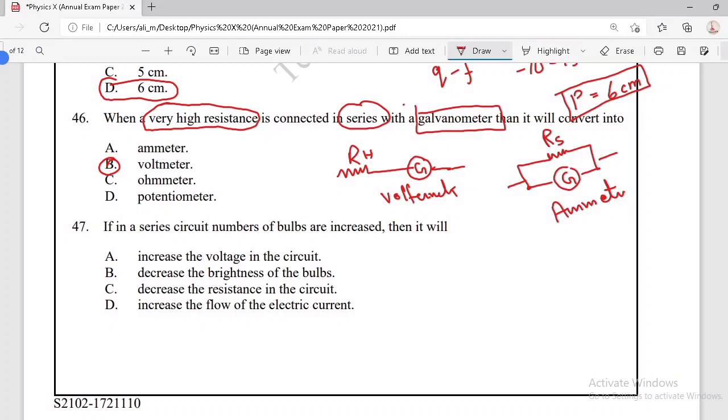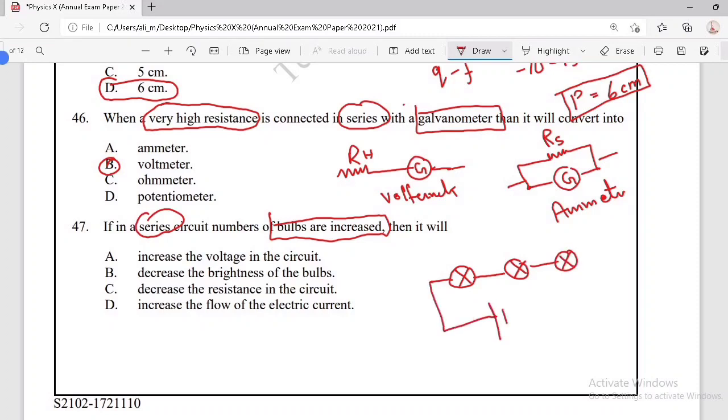If in a series combination the number of bulbs is increased, then what will happen to the circuit? It will increase the voltage in the circuit. Let's say these three bulbs are connected in series, and we know that in a series combination the current remains the same while the voltage decreases at each component. So voltage cannot be increased, so option A is the wrong one.